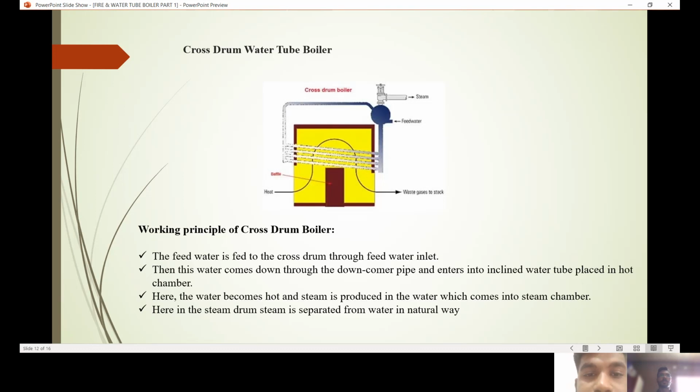Cross drum water tube boiler. Working principle of cross drum boiler. The feed water is fed to the cross drum through the feed water inlet. Then this water comes down to the downcomer pipe and enters into inclined water tubes placed in the hot chamber. Here, the water becomes hot and steam is produced in the water, which comes into the steam chamber. Here in the steam drum, steam is separated from water in a natural way.